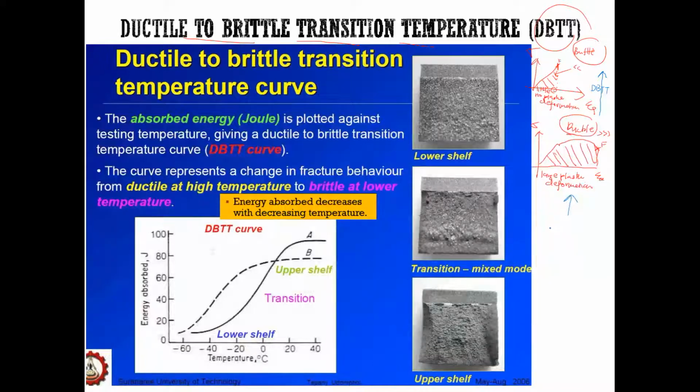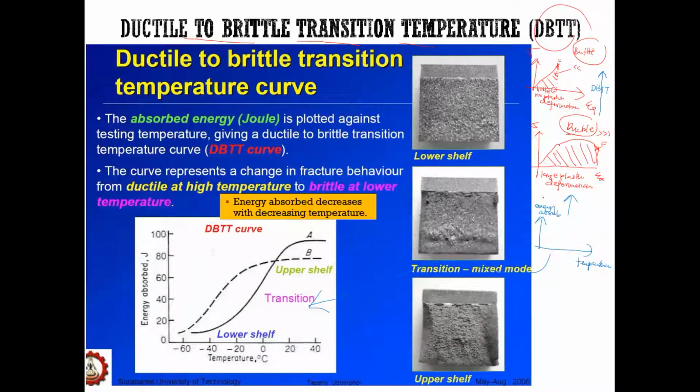Like I mentioned previously, the Charpy impact test is not just carried out at room temperature, but at different temperatures. So in order for us to study this DBTT curve, we do some Charpy testing whereby we measure the impact energy, the energy absorbed during impact testing, against the temperature, similar to this graph.